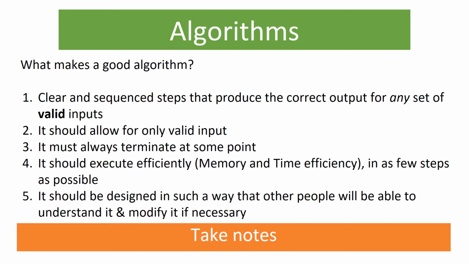We now need to think about what makes a good algorithm. A good algorithm is made through clear and sequenced steps that produce the correct output for valid inputs. It should allow for only valid inputs, so we need some form of validation there, and it must terminate at some point. It should execute efficiently, thinking about memory and time, and in as few steps as possible, and it should be designed in a way that other people are able to understand and modify the code if needed.